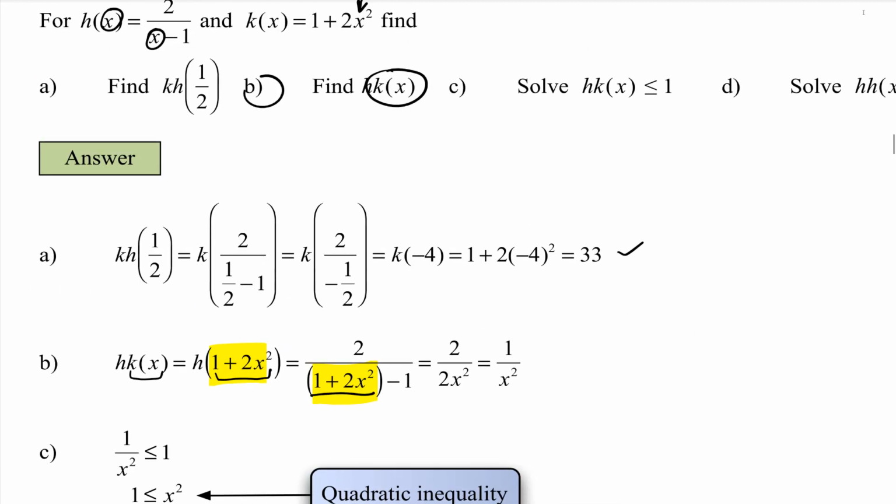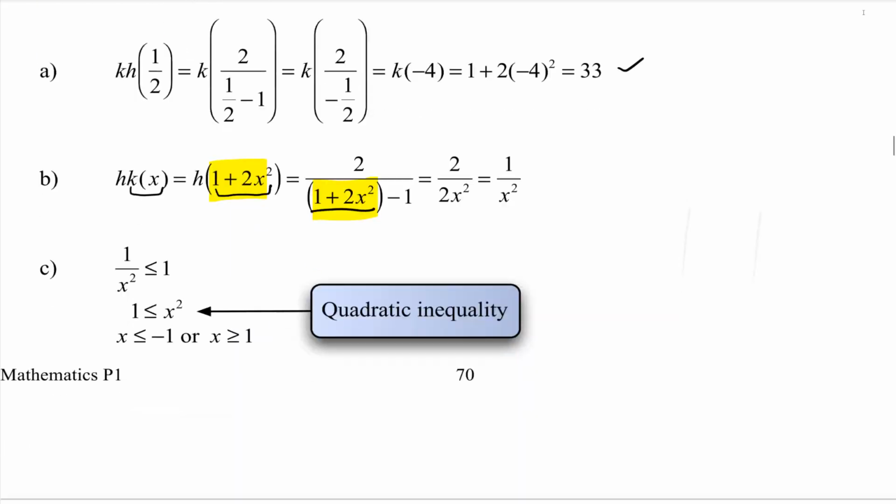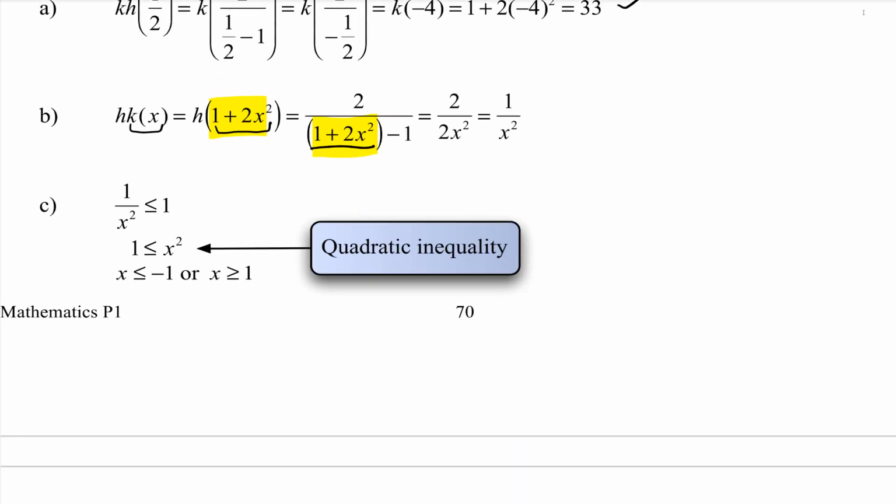Part C, solve h of k of x is less than or equal to 1. Alright, so 1 over x squared, we've just worked this one out, is less than or equal to 1. If I multiply both sides by x squared, we're saying what are the x squared values that are greater than or equal to 1. This is back to quadratic inequalities a long time ago, and that's x values greater than or equal to 1 or less than or equal to minus 1.